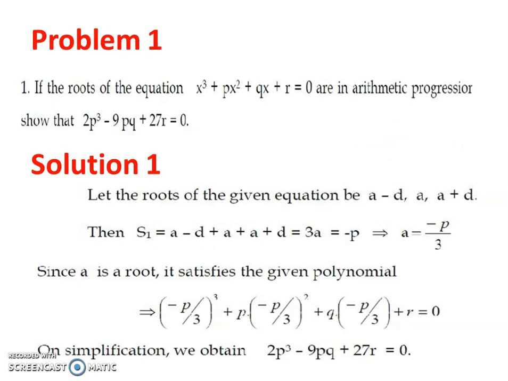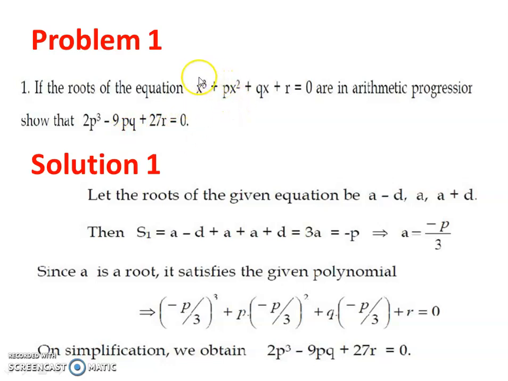Now let us discuss some problems related to the relationship between the coefficients and roots of a polynomial equation. Here look at the question. If the roots of the equation x cube plus px square plus qx plus r equal to 0 are in arithmetic progression, then show that 2p cube minus 9pq plus 27r equal to 0.